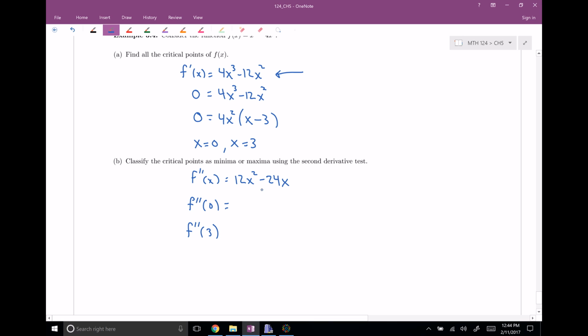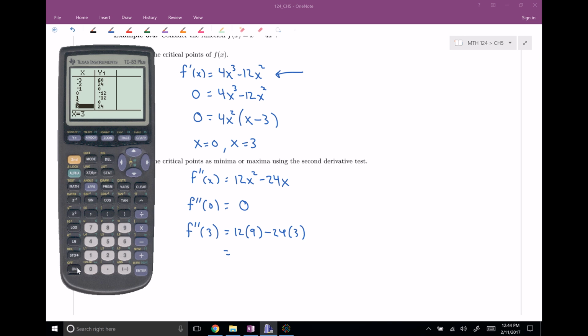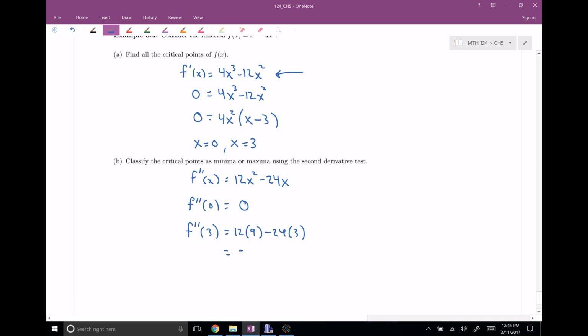So if I plugged in 0 here, well, I'd have 0 squared times 12, that'd be 0, minus 24 times 0, so lots of zeros around. So this one's equal to 0. And then f double prime of 3, so that's going to be 12 times 9 minus 24 times 3. Let's get out our calculator just so that we don't make any mistakes. 12 times 9 minus 24 times 3. Enter. That's positive 36.